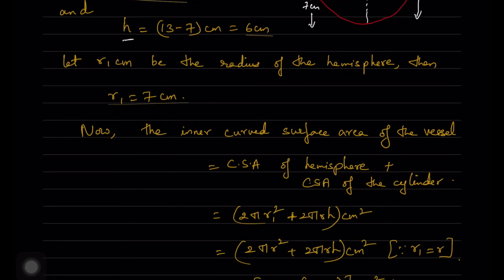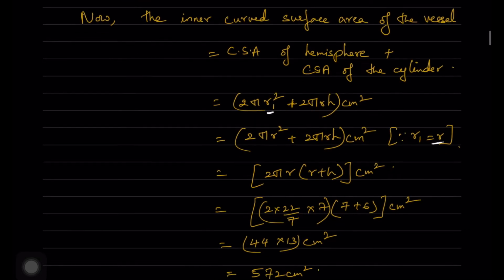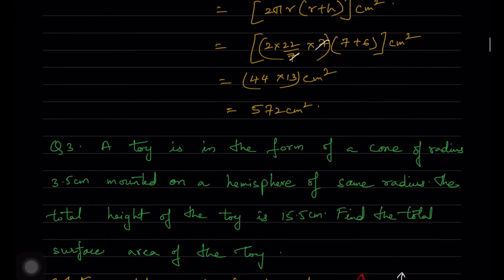So that is equal to 2 pi r1 square plus 2 pi rh centimeter square. Now this r1 is nothing but the radius r. So therefore 2 pi r square plus 2 pi rh. If you take out 2 pi r common, you get (r plus h) inside. So 2 into 22 by 7 into 7 into (7 plus 6) centimeter square. If you cancel out 7 and 7, you're getting 44 into 13, that is 572 centimeters square.